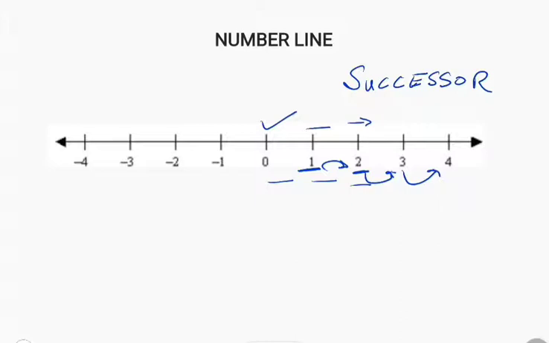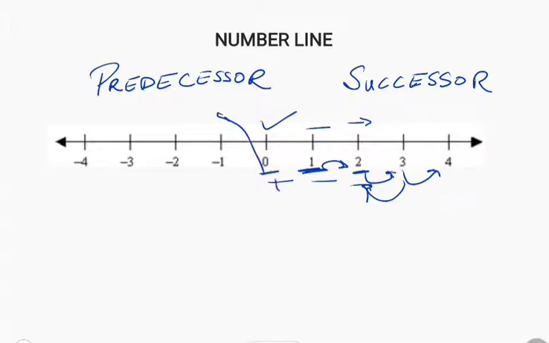Now, 3 is a successor for 2. That means 2 comes before 3. So the number which comes just before a number is called the predecessor. Like 1 is the successor of 0 and 0 is the predecessor for 1 because it is coming just before it.